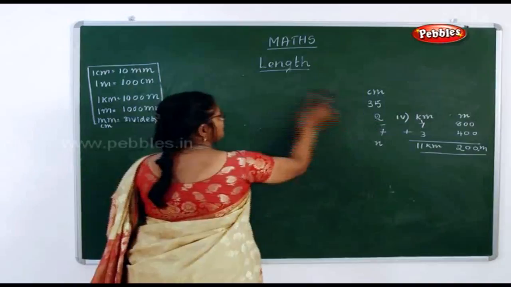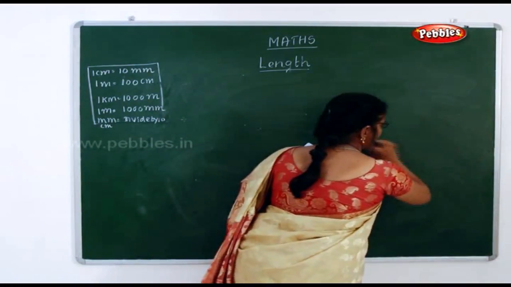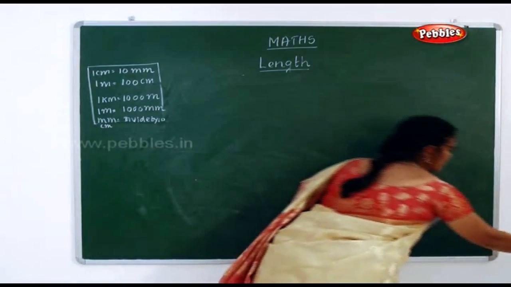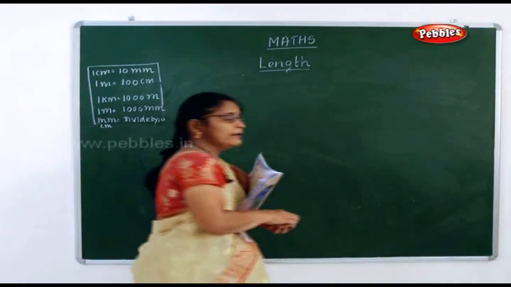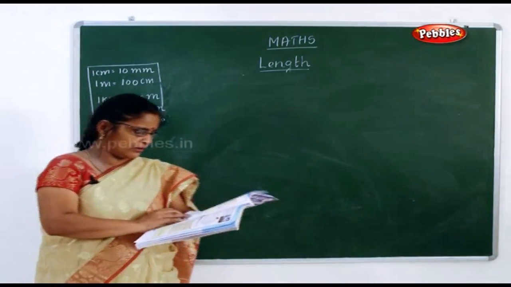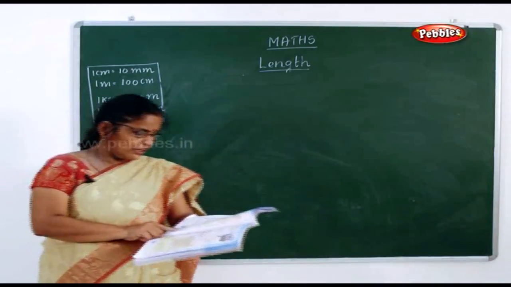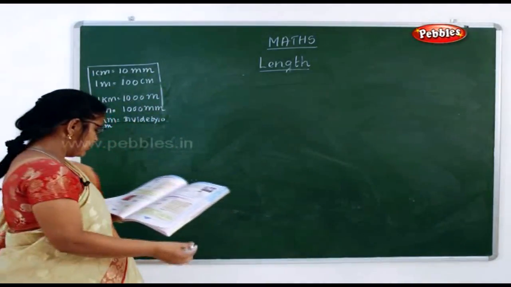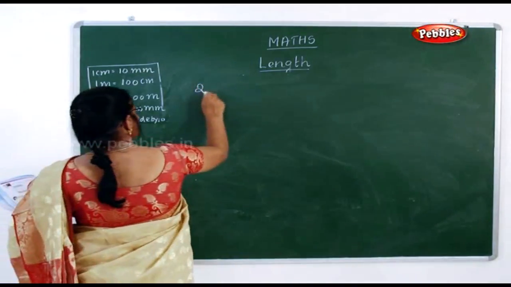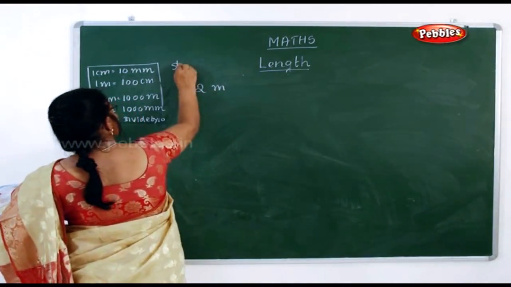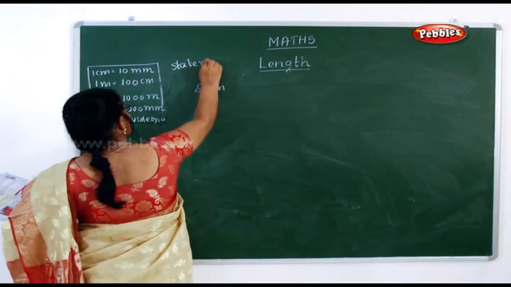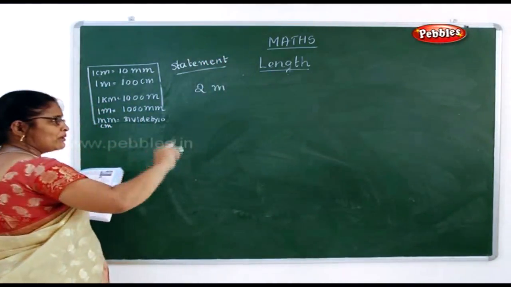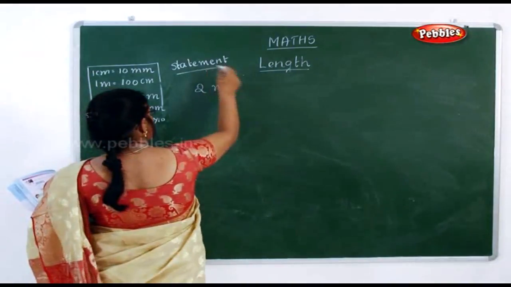Now what do you mean by statement sums? Can anyone tell me? You call it word problems. They will be given some problems, statement problems, where you have to read the question carefully and do it. See, in the statement problems, Gopal's father, he bought 2 meter. I'll write here statement sums. You have to be very careful. Previously I did normal addition. Now we are going to do it with a statement problem.